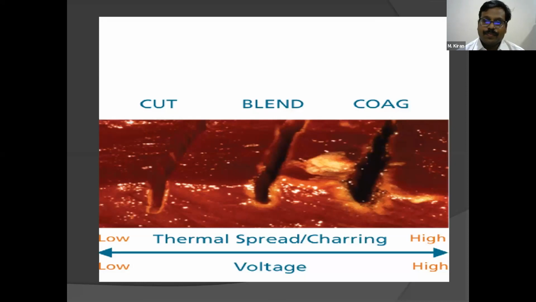This is how you can see cut, blend, and coagulation. If the thermal effects are increasing, then coagulation will happen.